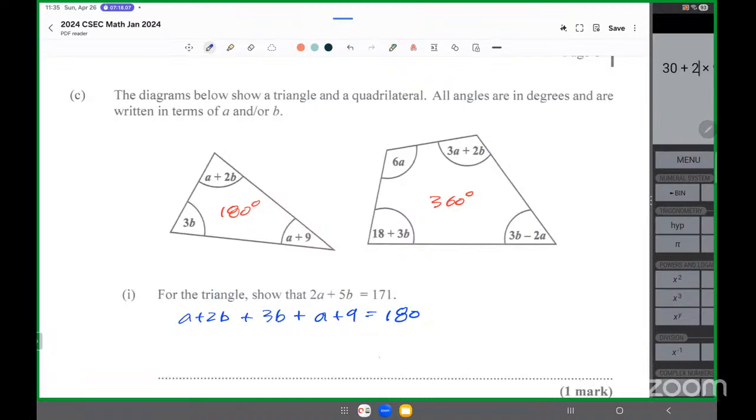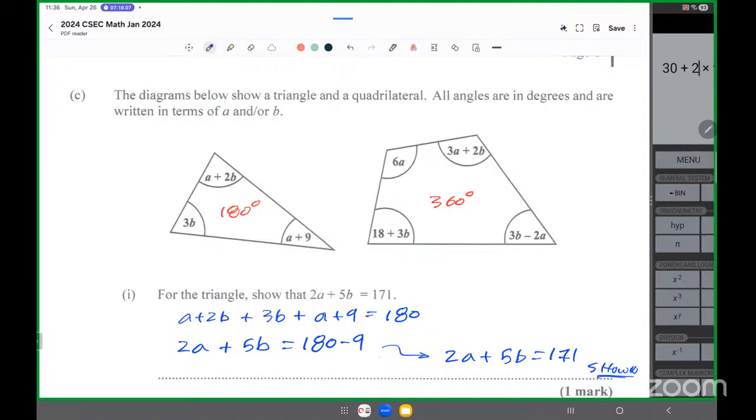You consolidate the value. This is A and A, that's 2A. Then the B is now B and B, that's 5B. Then this 9 goes over here and subtract and becomes 180 minus 9, which becomes 171. So you get what they said. This gives us 2A plus 5B equals 171. That is shown.